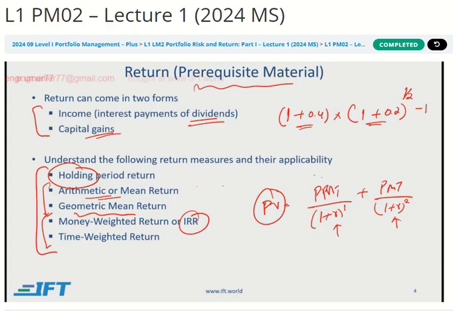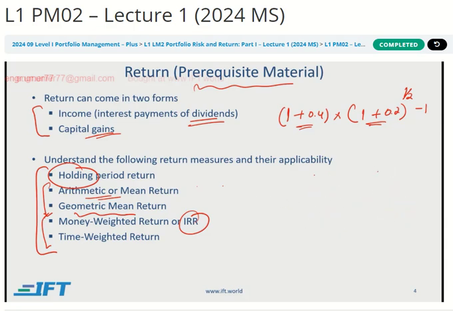And time weighted return is not going to take the cash flows. Money weighted is based on cash flows, that's why the name money weighted. It's taking the actual cash flows. Time weighted is something which is very similar to your geometric average. It doesn't work with dollar amounts. It just takes the percentages. So time weighted is very similar to geometric return.